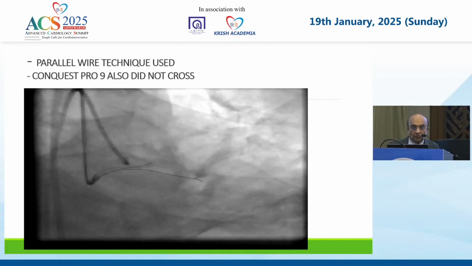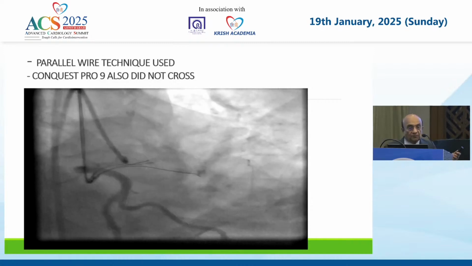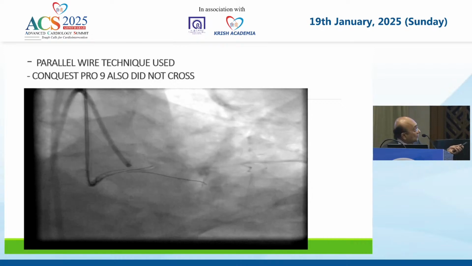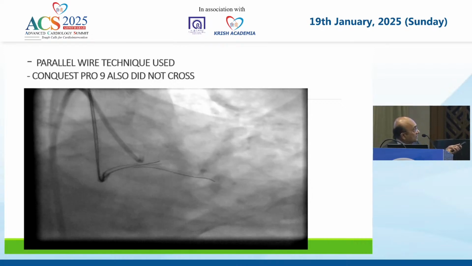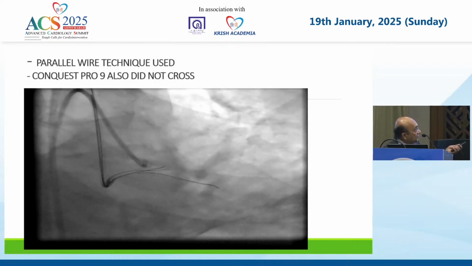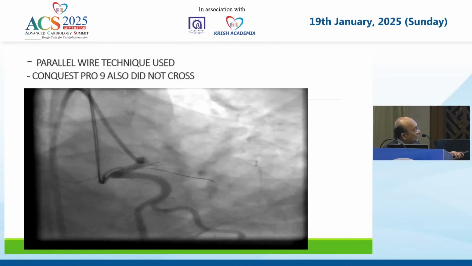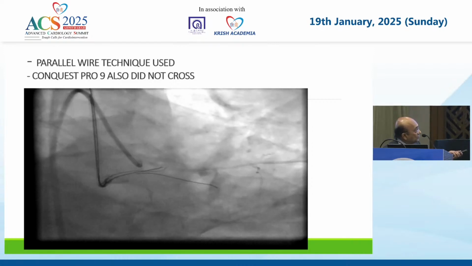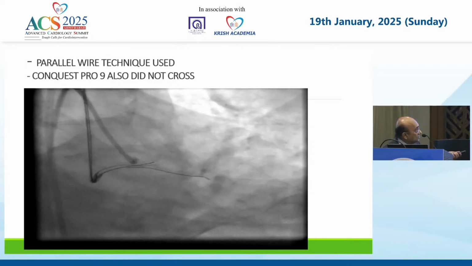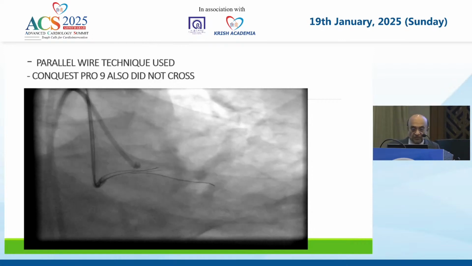The retrograde approach also had failed, and now the parallel wire technique with again 2 wires, but both the wires are in the false passage. The third wire is only a reference wire going into the ramus. So these both wires were in the false passage.